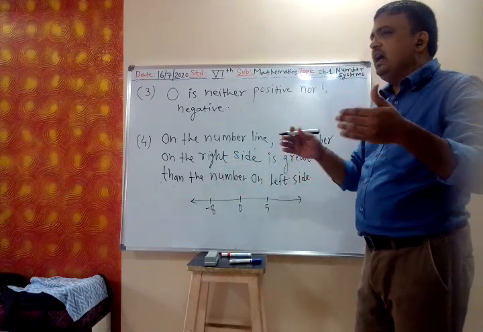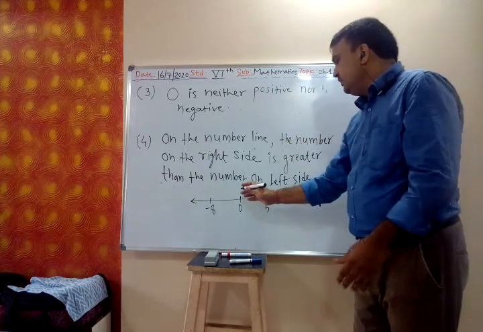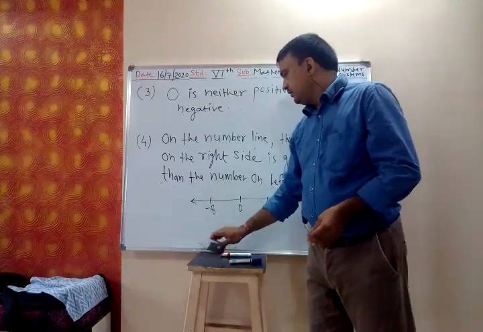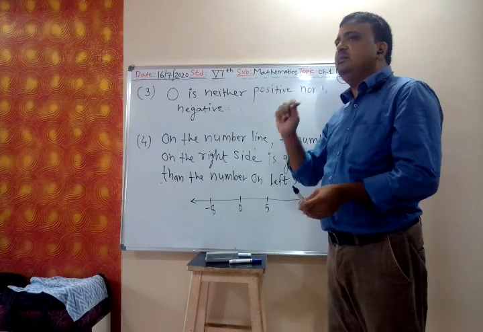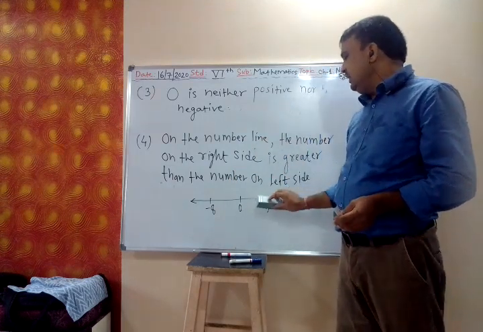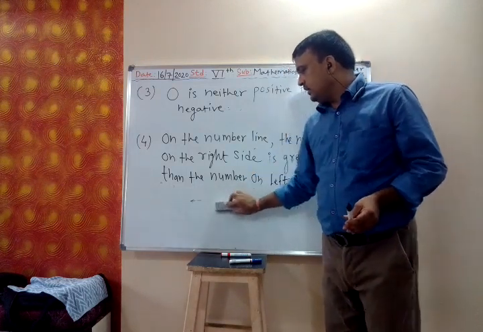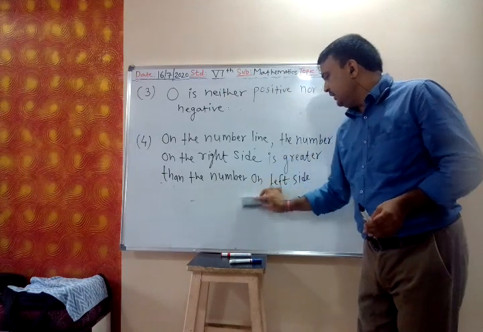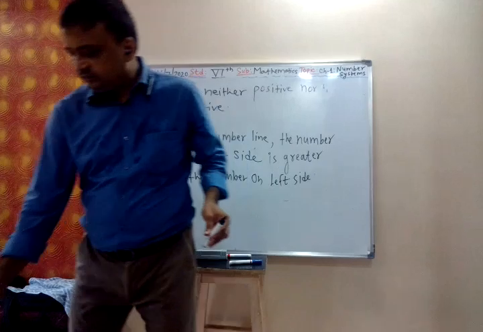I had just explained. 1 will be bigger because 1 is on the right of -9. Yes, whichever number is on the right, that number is bigger. Now let us solve the problem based on this.